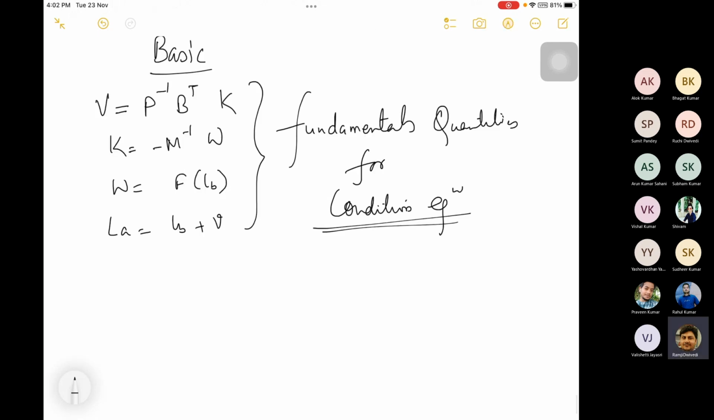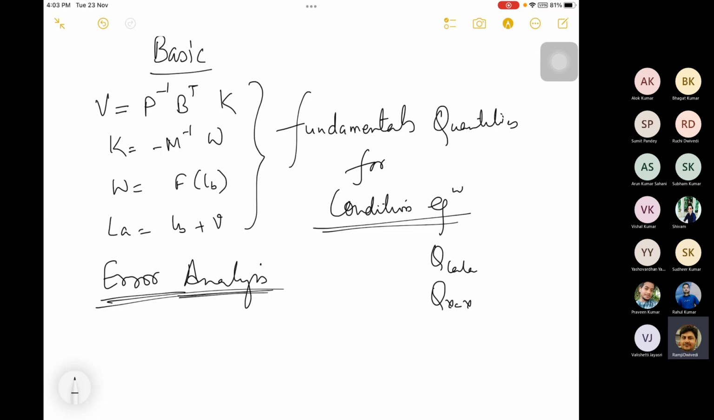These are the basic quantities for the condition equation. Why am I emphasizing it? Because we have only now got the solution, but the error analysis is still not done. Please remember, in the last class also, we did the error analysis where we were more interested in finding out the QLALA, QXAXA, QVV, you know? So we were interested in finding out this.